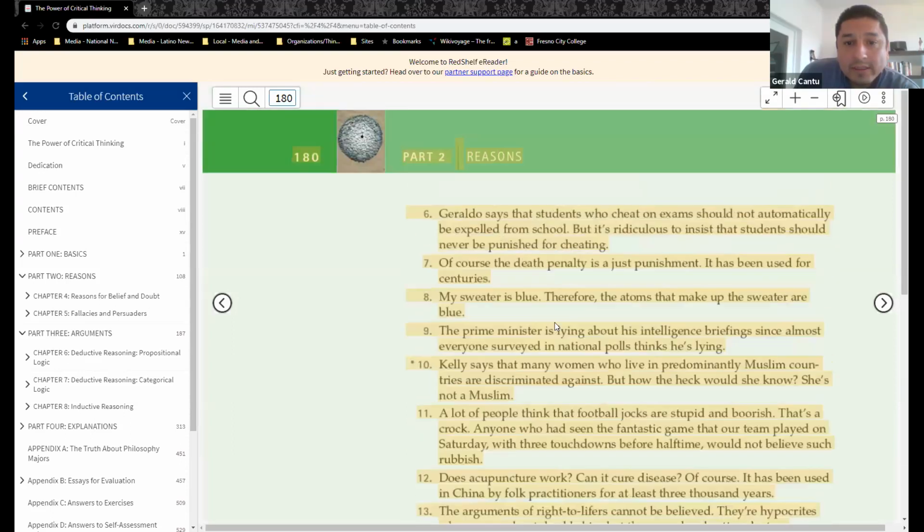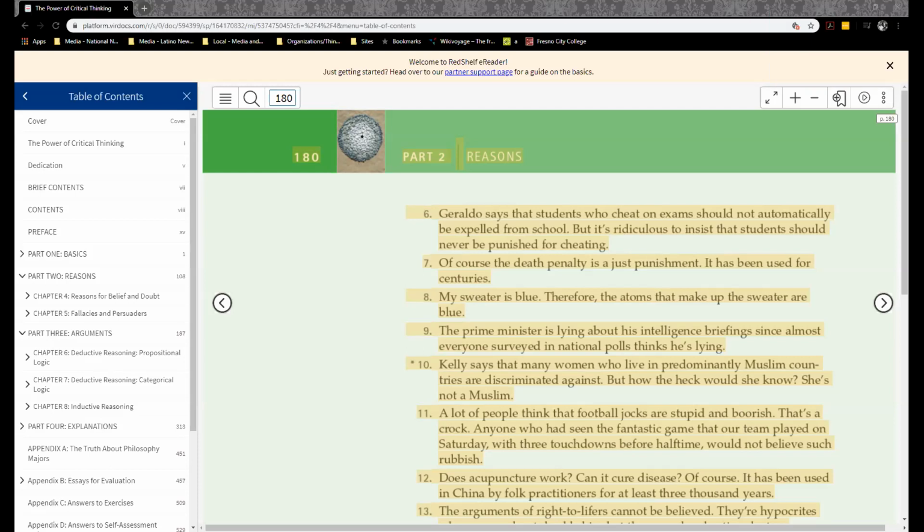Okay, so let's see. How about number 9? The Prime Minister is lying about his intelligence briefings since almost everyone surveyed in national polls thinks he's lying. Is this appeal to popularity? Appeal to popularity, yeah. So saying, look, everybody believes this, therefore it must be true. That's appeal to popularity.